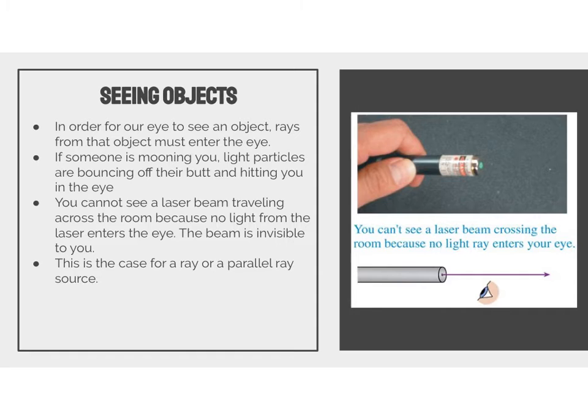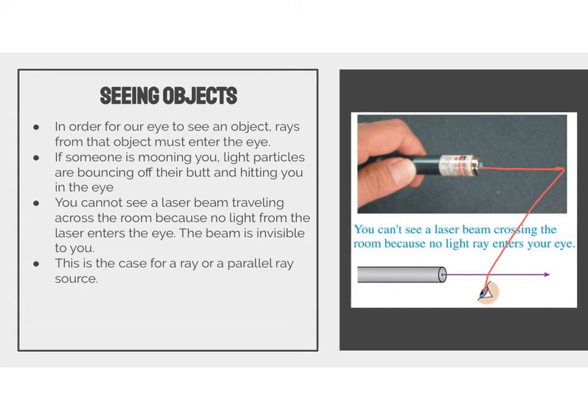So when we see an object, in order for us to see an object, rays from that object have to enter our eye. So a laser, we don't see a laser beam as it goes through the air, but if the laser hits a wall, or it hits off the wall, then bounces and hits me in the eye, that is when I can actually see it. So this is the case for anything that is not self-luminous, is that you have to see light bouncing off of it.